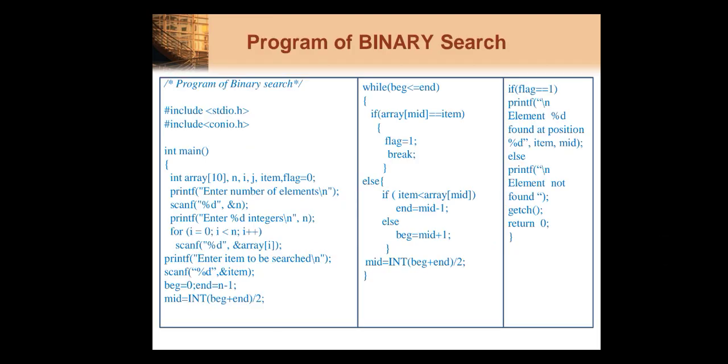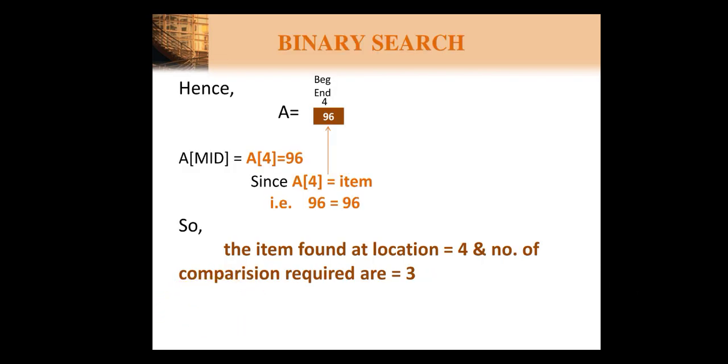This is the program, how to write a program for binary search, the same as linear search. This is the process I have written here, in which we take the array elements, and here I am taking the element which is to be searched from the user. Now we set beginning equal to 0 and end equal to n minus 1, because our array starts with 0, so the end position is n minus 1. Then we calculate the mid with the help of the formula.